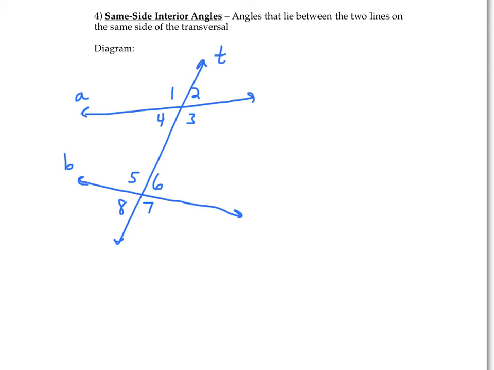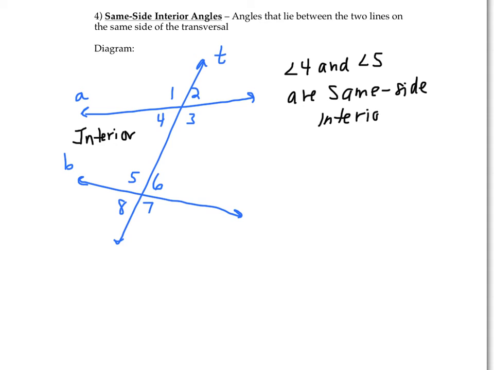Okay, unlike the corresponding angles description, the same side interior angles description is a better fit. It says, same side interior angles are angles that lie between the two lines on the same side of the transversal. So they have to be in the interior. Remember, we have 4 interior angles, angles 3, 4, 5, and 6. And of course, the name says they have to be on the same side. So you can say that angle 4 and angle 5 are same side interior. All right, and our other pair would be angle 3 and angle 6.